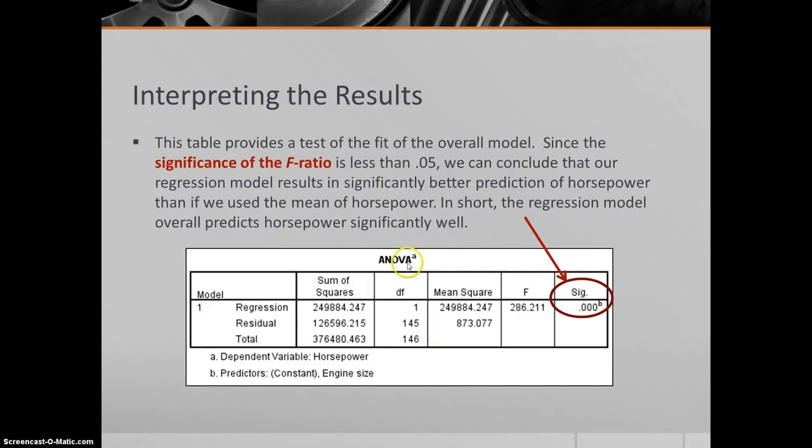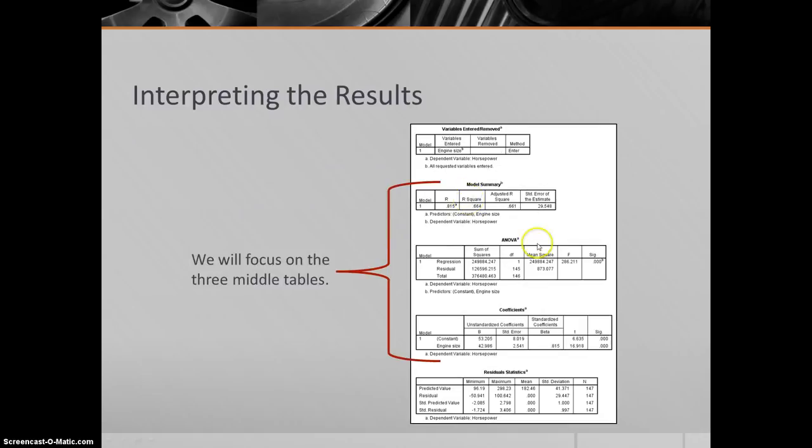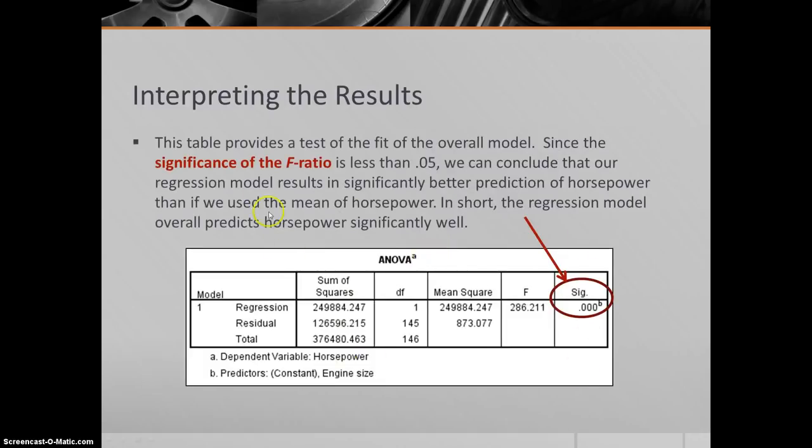Okay, so now this is our next table. We had this one, and now we'll go to our ANOVA table. This gives us a test of the fit of the overall model. Basically this is asking, does our overall model give us a significantly better prediction than just using the mean? So if the significance of the F ratio is less than 0.05, our same criteria, we can say that this model results in a significantly better prediction of horsepower than using the mean.